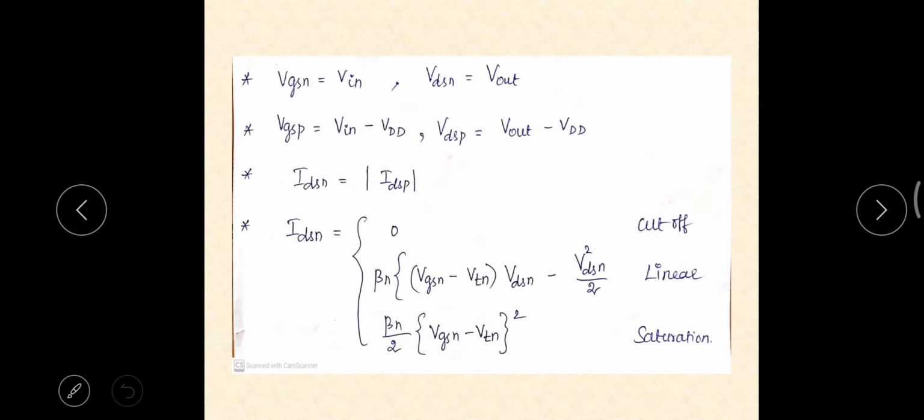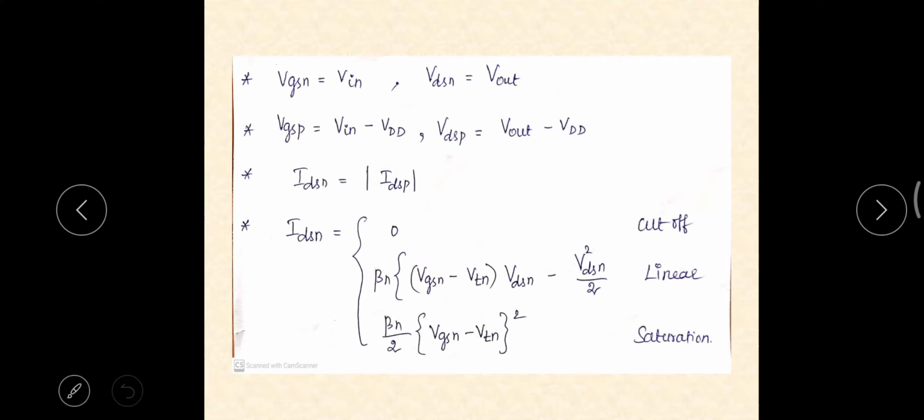Before entering into the derivations, let me take some points from the previous video lectures. There I have assumed VGSN is equal to Vin, VDSN is equal to Vout, and VGSP is equal to Vin minus VDD, VDSP is equal to Vout minus VDD. And we all know the magnitude of NMOS current and PMOS current will be equal, only the polarity may change. So simply I can write IDSN is equal to magnitude of IDSP.